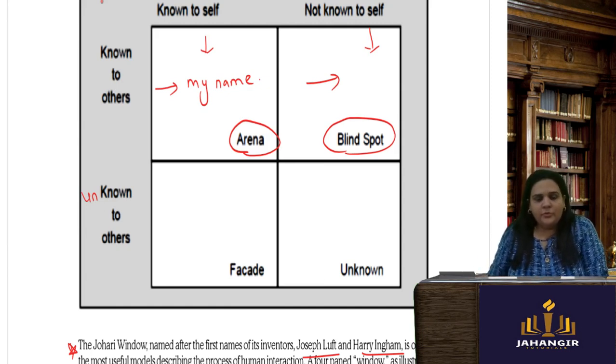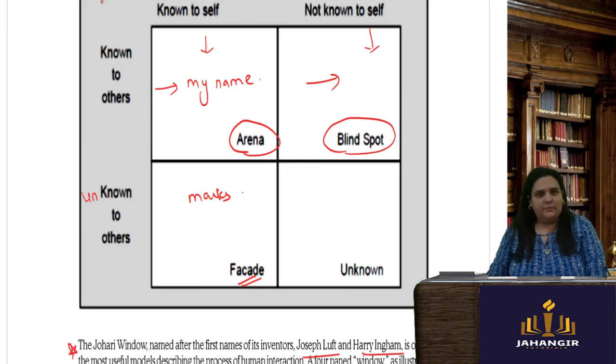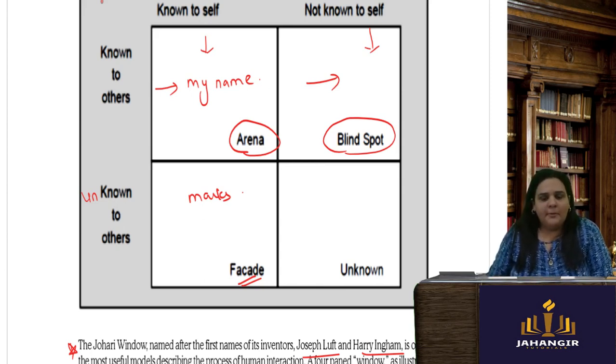Then there is one window which is known as a facade window. In that, you know that about yourself, but others don't know. Say you have performed badly in something, in your paper, and got really less marks, and you are not very good at expressing this sad feeling, so you know it, but others don't know about it.